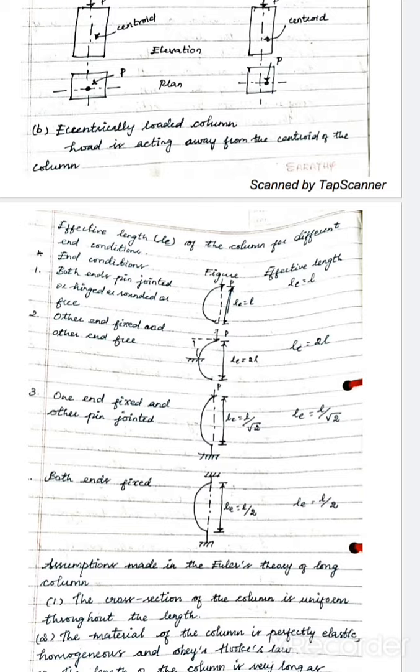Eccentrically, which means it can be acted away from the centroid. It is not on the axis, away from the axis. So it is mentioned as an eccentrically loaded column. The second case: one end fixed and the other end free.